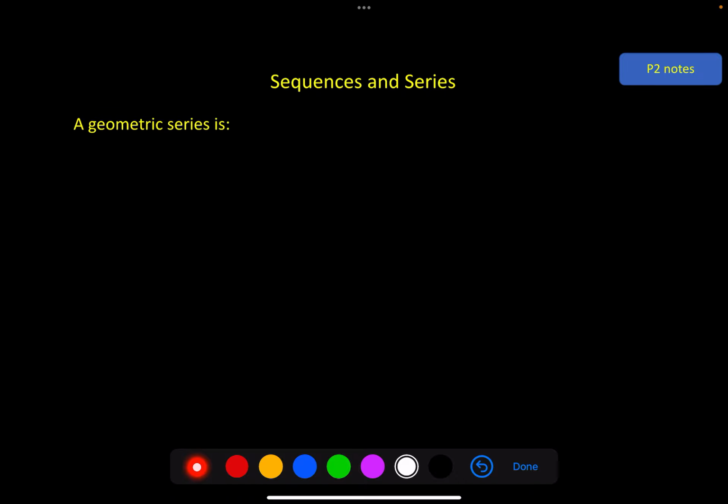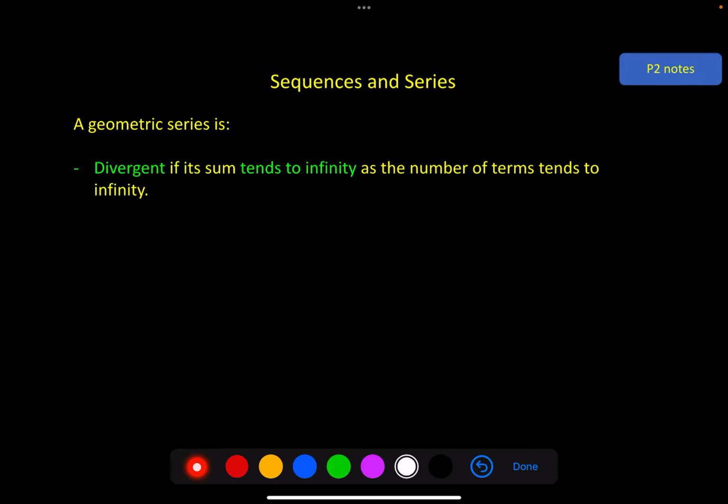So if you're taking notes, a geometric series is divergent if its sum tends to infinity as the number of terms tends to infinity. And you can think of this graphically. This is the sum, and this is the number of terms. It's just going to go up forever.